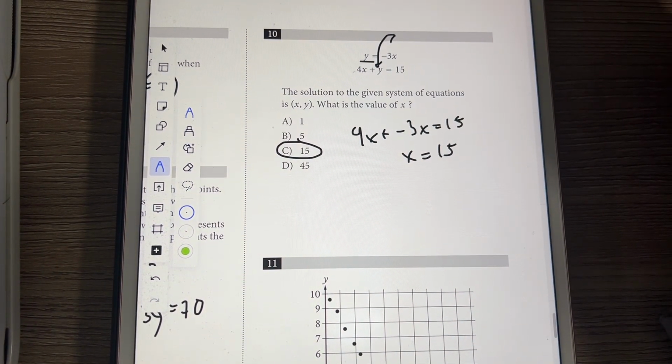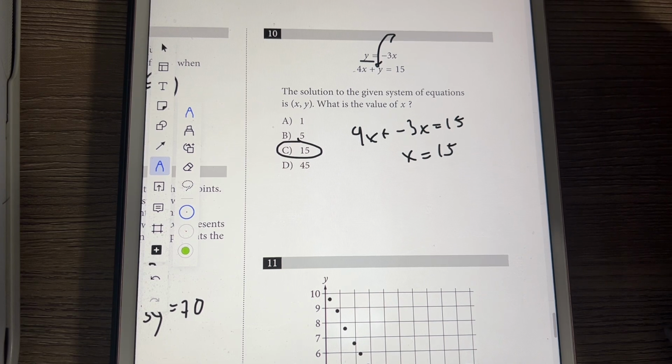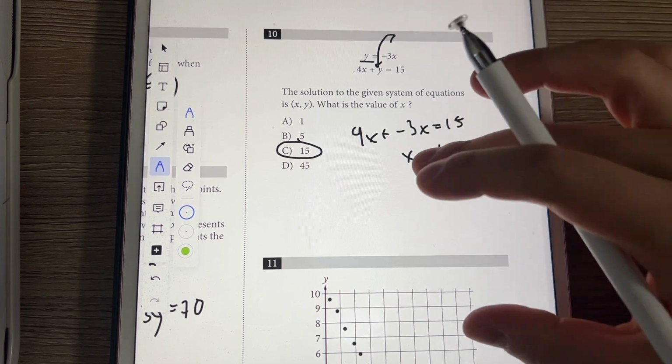There's no need to do any crazy graphing. Just knowing what to look for is going to save you so much time. Do not fall victim to going to Desmos on every question. It is not the best use of your time.